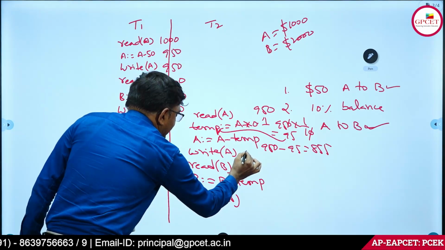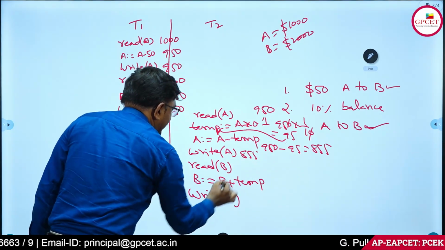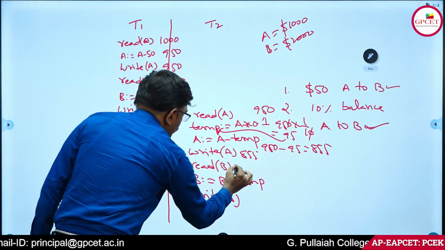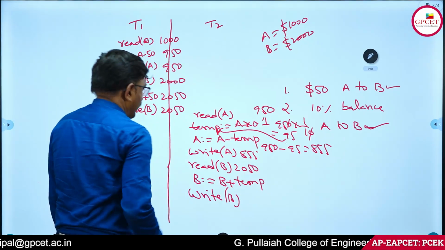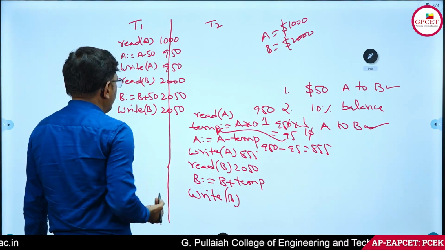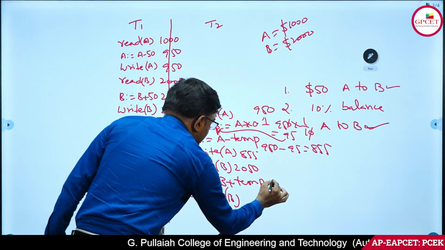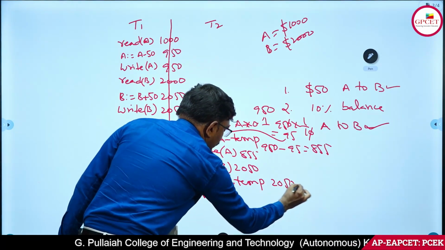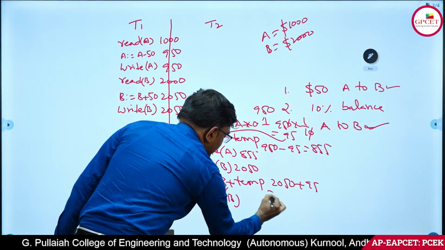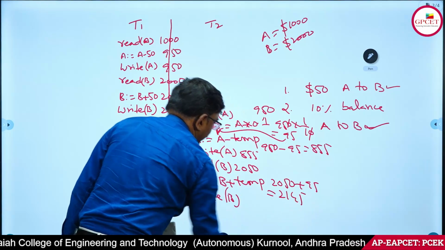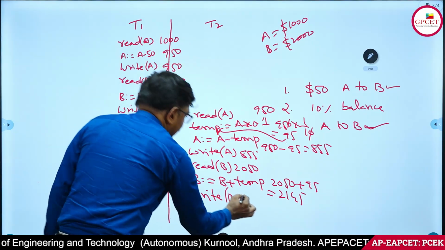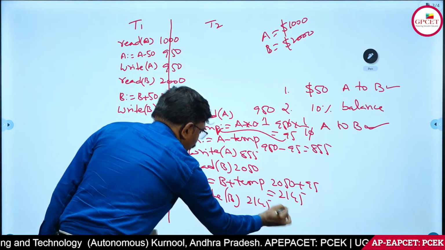What is write A? 855. Then read B. What is read B? 2050. Read B is 2050. Whereas B equal to B plus temp, that is 2050 plus 95, equal to 2145. That is write B, also 2145.